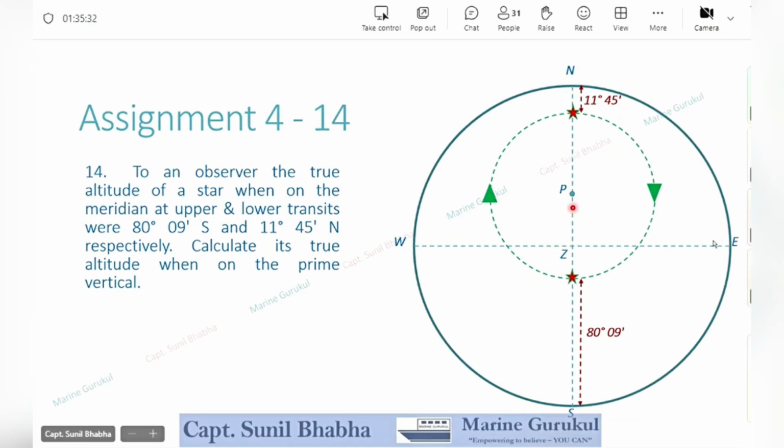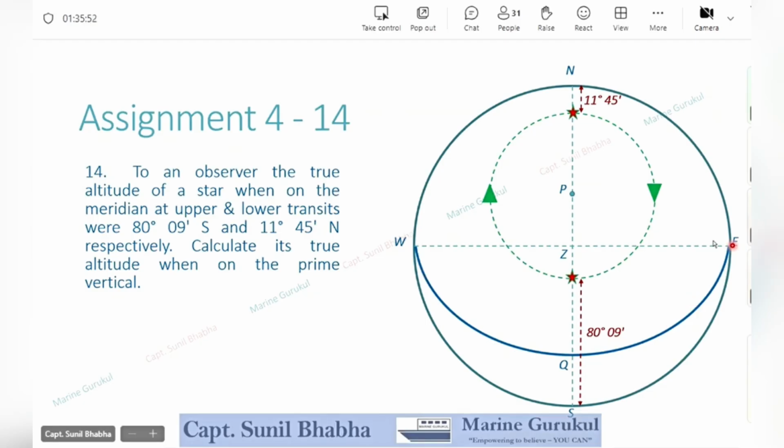Now once we have the pole, we can also show the equinoctial in the diagram. The equinoctial will be 90 degrees away from the pole. This is where the Q point would be, and it always passes from east and west points. So WQE is the equinoctial.